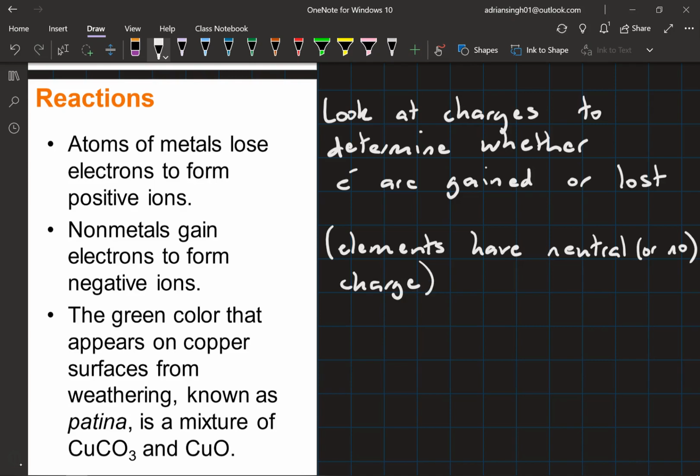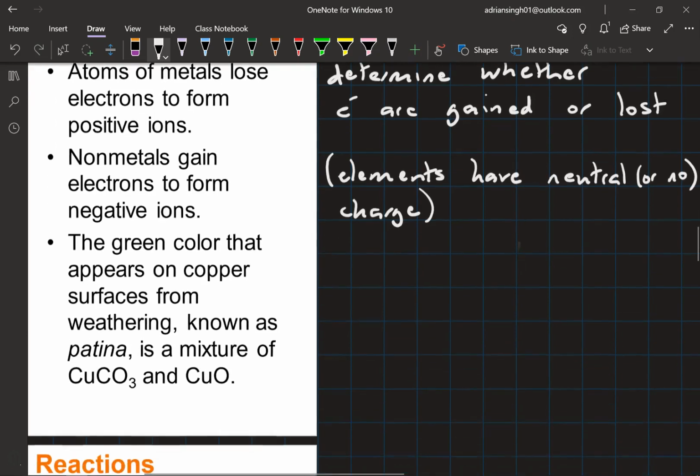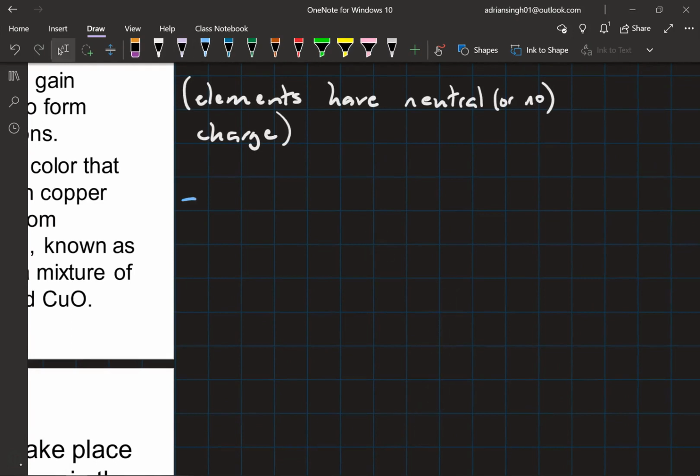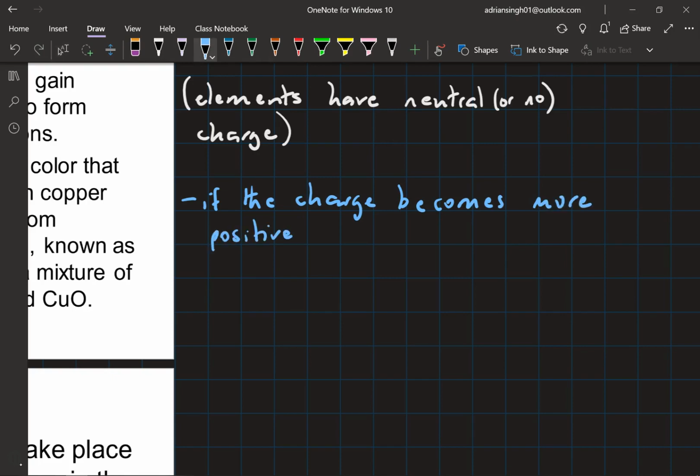So we can take a look at a chemical reaction and we can assign the charges and we can see whether or not something is undergoing oxidation or reduction. And the way that we can view this is if the charge becomes more positive, that means you're losing electrons. This would be oxidation. And then the opposite would be true. If the charge becomes more negative, then that would be reduction.